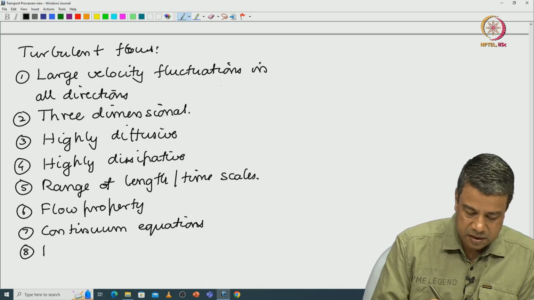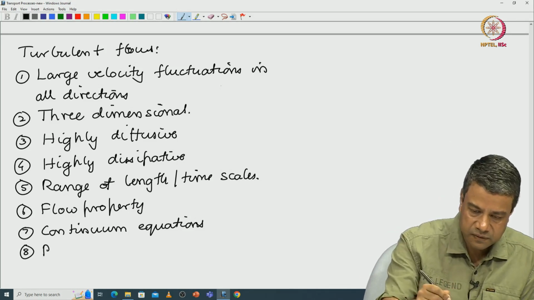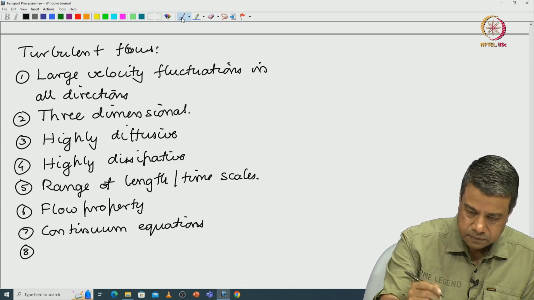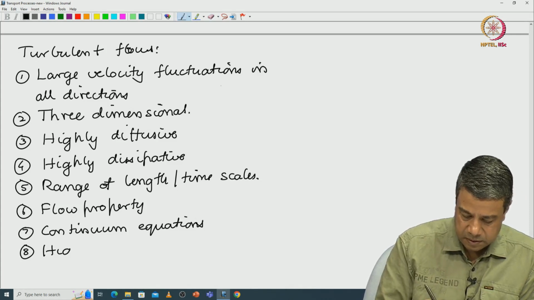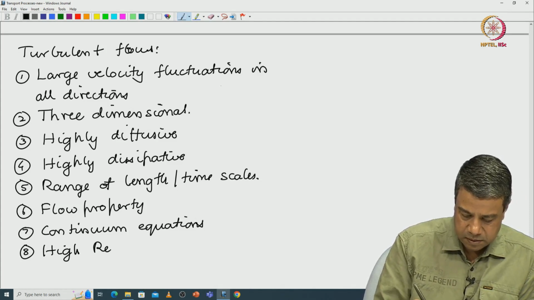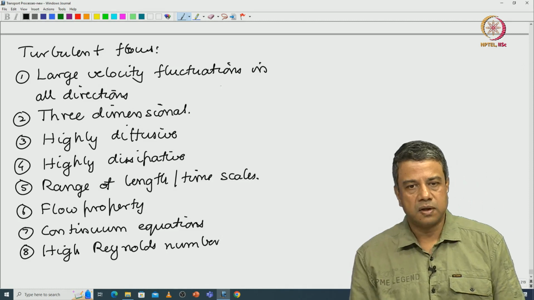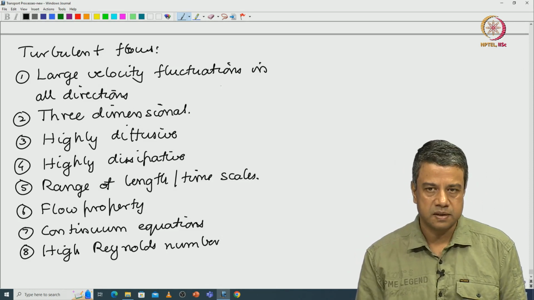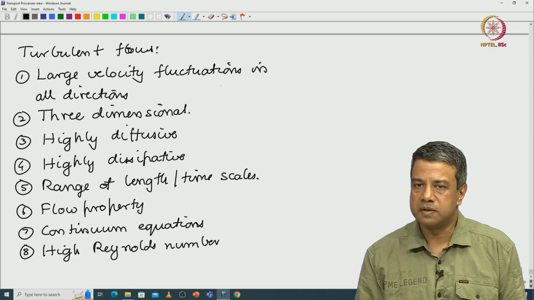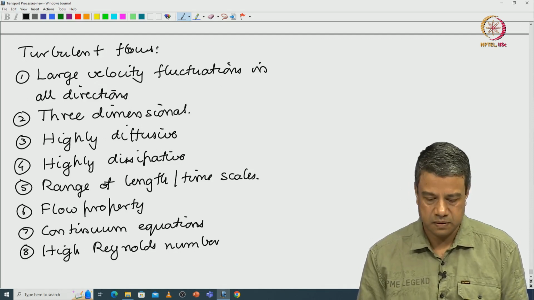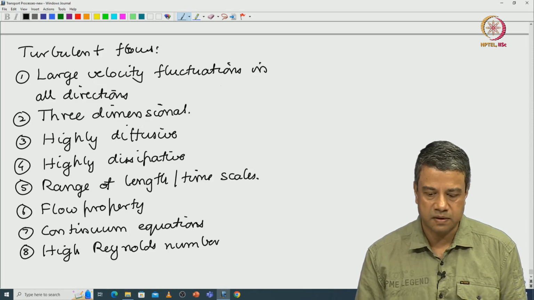And finally, I should say that this is a feature of high Reynolds number. You do not have turbulence at low Reynolds numbers. You typically have turbulence only when the Reynolds number exceeds a threshold value. So, these are the features of a turbulent flow.